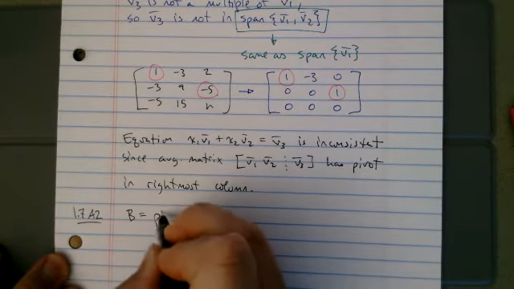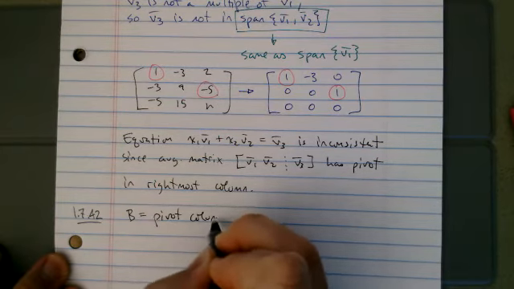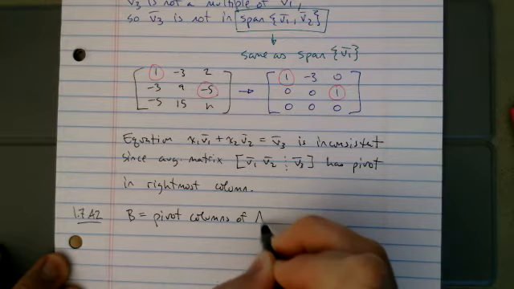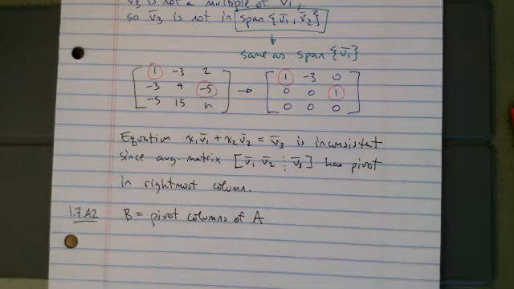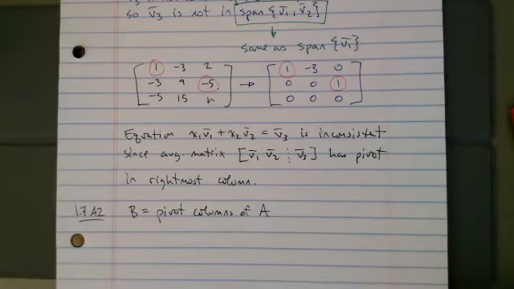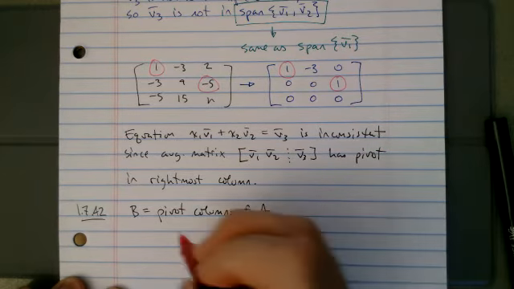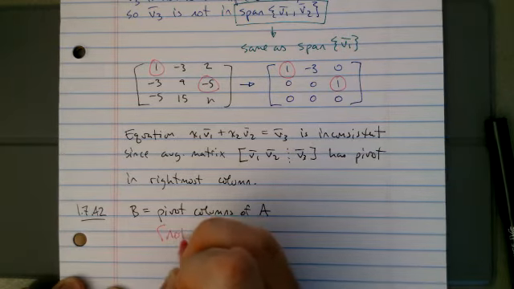B is the pivot columns of A. Note that B is the pivot columns of A, not the pivot columns of the reduced row echelon form of A. The pivot columns of A, not the pivot columns of the reduced row echelon form of A.